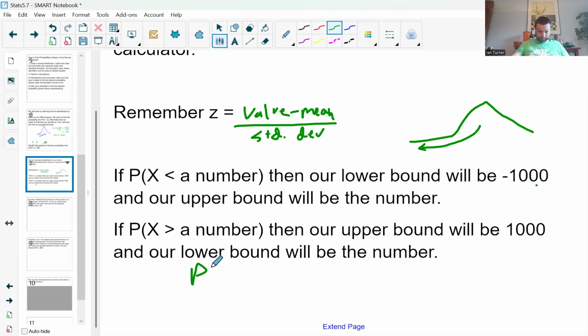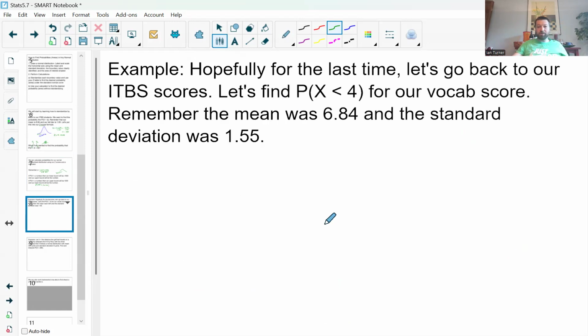If you have a number that X is in between, then that's really easy. You don't really have to worry about the bounds being 1,000 or negative 1,000. You can just put in the two numbers. So that one will be easier, but you have to remember that these bounds are negative 1,000 and positive 1,000. Okay? So let's look at a problem here.